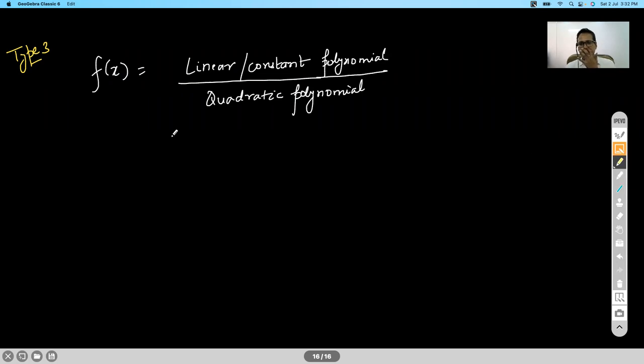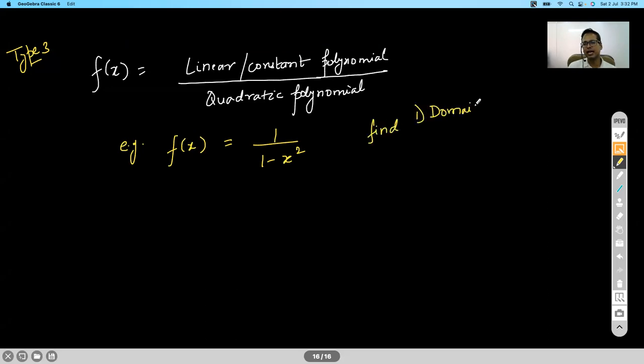Let's take one such simple example, which is picked up from your NCERT textbook, this expression. I've taken a constant and I've taken a quadratic. The question is, let's find out its domain and range. Now, would you like to try it first or should I explain how to do it? Would you like to try it out? Okay, go ahead. I'm giving you time to try it out.